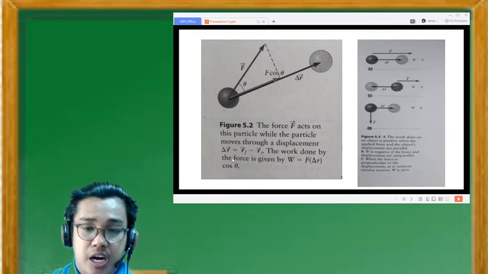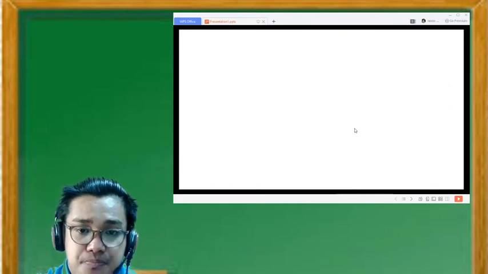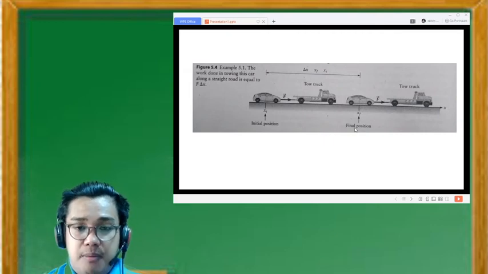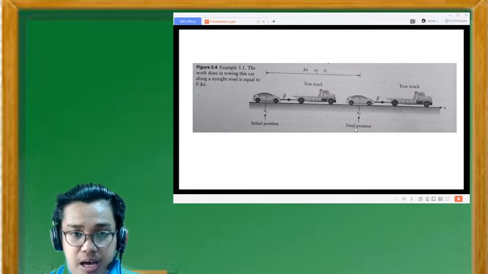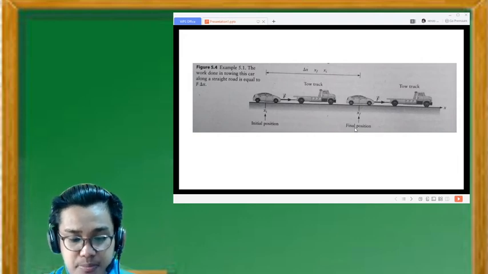So I have here a sample solution. But before we proceed to the sample solutions, we have here Figure 4 that I mentioned a while ago. That is an example: the work done in towing a car along a straight road is equal to force times displacement.